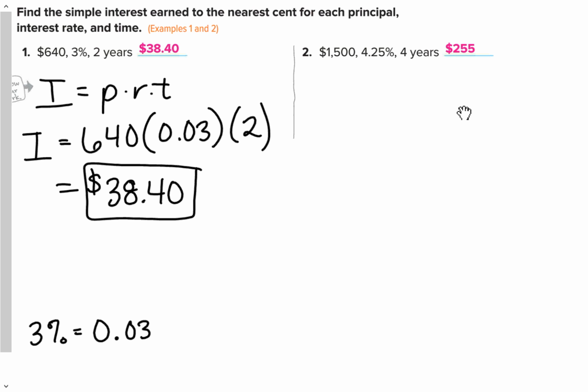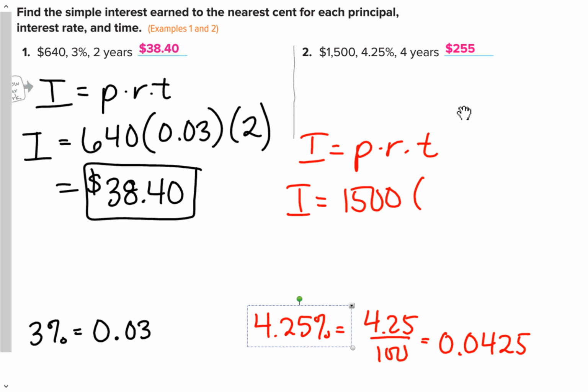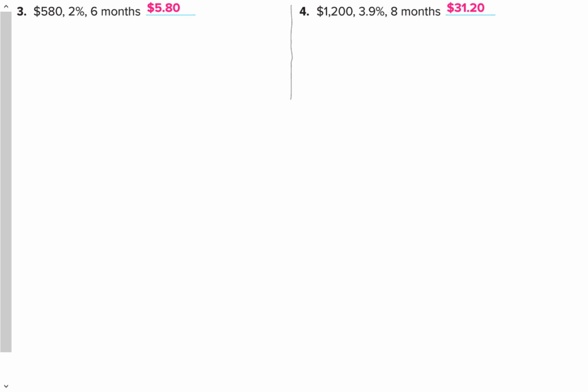Okay, our next example. Again, our formula is I equals P times R times T. Our principal is going to equal 1,500. 4.25%. Remember, 4.25 divided by 100 is 0.0425. And then we're going to multiply that times 4, and that's going to equal our $255.